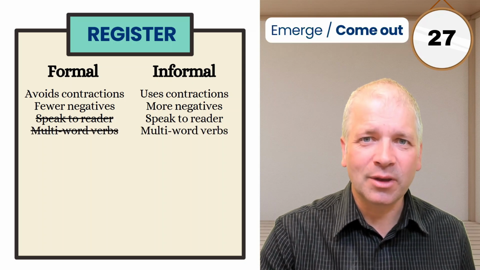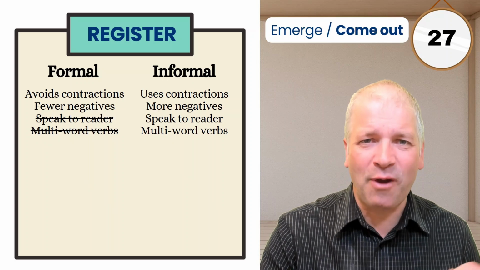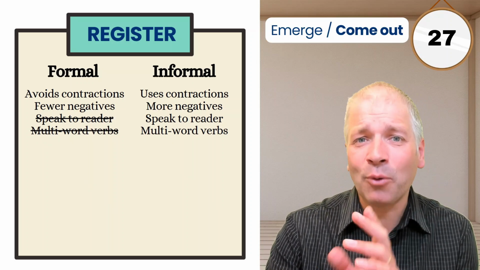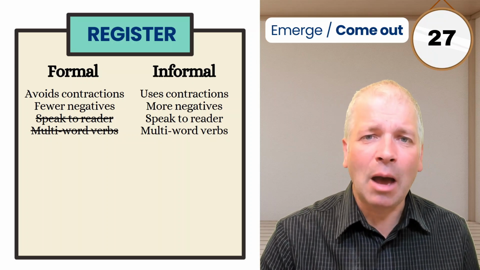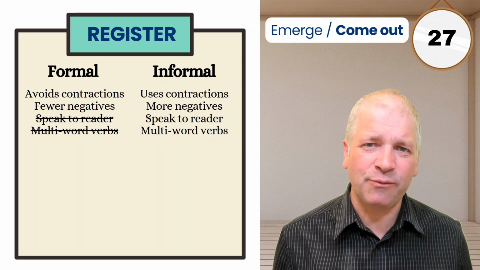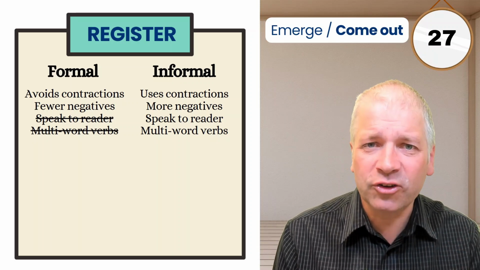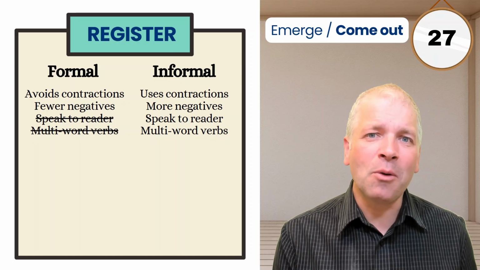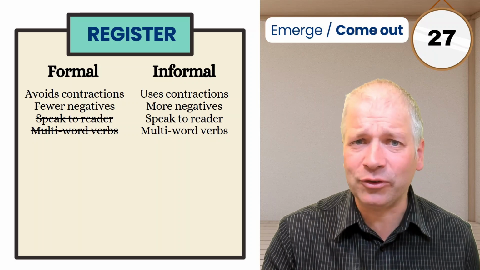Also, formal writing does not use multi-word verbs very often. What do I mean by a multi-word verb? Well, compare what you can see on the screen here. Emerge and come out. Come out is a multi-word verb. It's a verb with two words. Emerge is the one-word alternative. Formal writing would prefer emerge. Informal writing could use either, but will probably prefer come out.